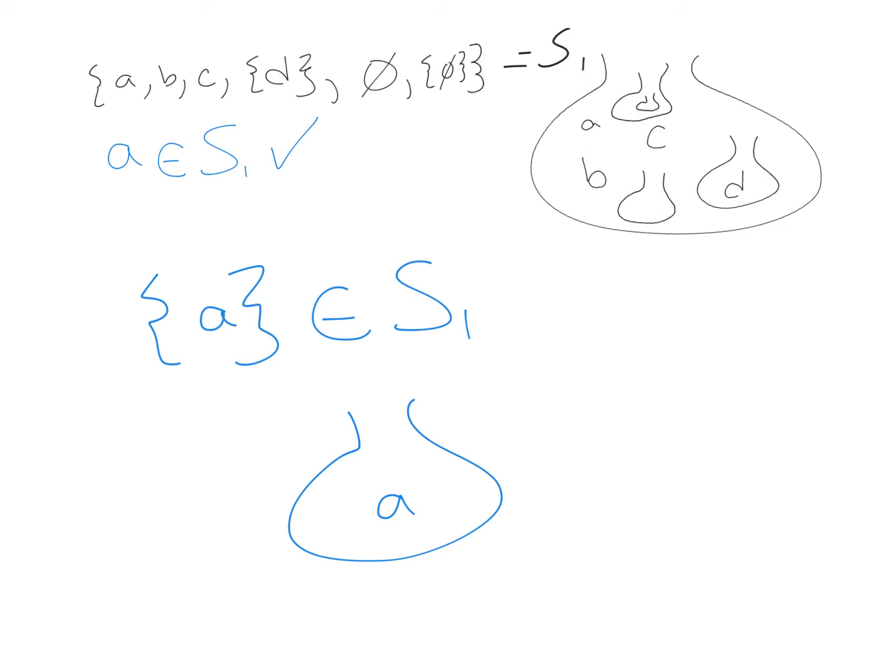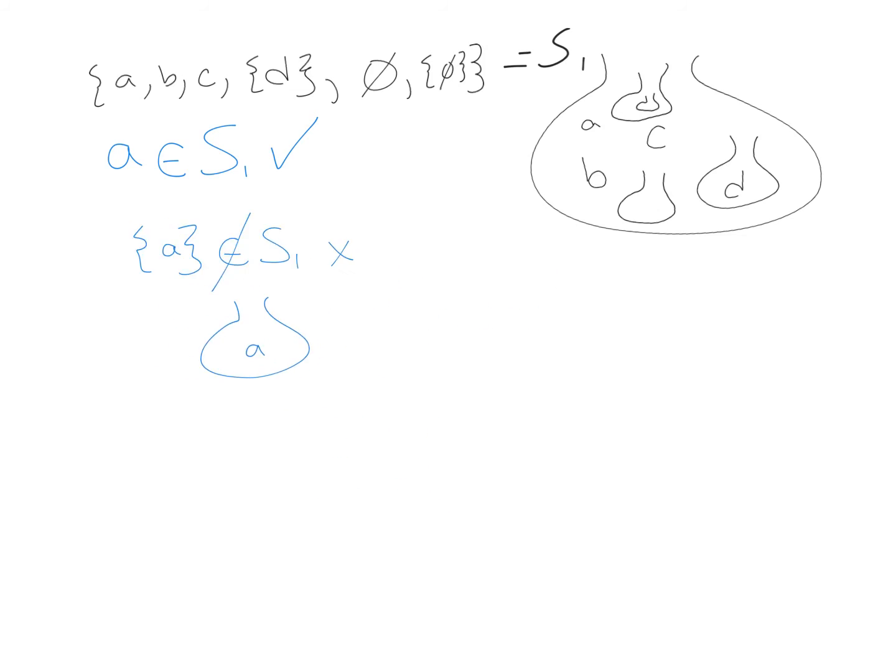I see an A by itself. I see a bag with another empty bag in it. I see a bag with nothing in it. I see a bag with a D in it and a B and a C. But nowhere inside of the outer bag do I see a bag with an A in it. So that means that the set containing A is not an element of S1. Okay? Let's try another example.